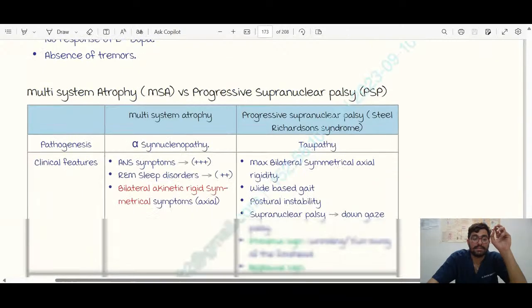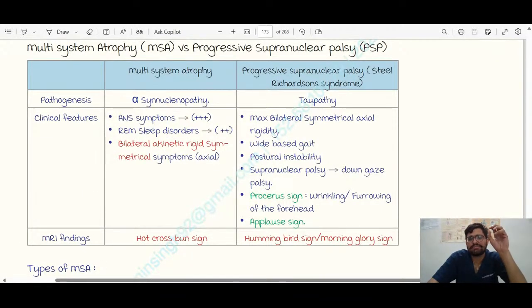What are multisystem atrophy, MSA, versus progressive supranuclear palsy? In multisystem atrophy, the pathogenesis is an atypical alpha synucleinopathy. Clinical features include autonomic nervous system symptoms, rapid eye movement sleep disorder, bilateral akinetic rigidity, symmetrical symptoms, and axial involvement. In MRI findings, there will be the hot cross bun sign. I repeat, hot cross bun sign in MRI findings.